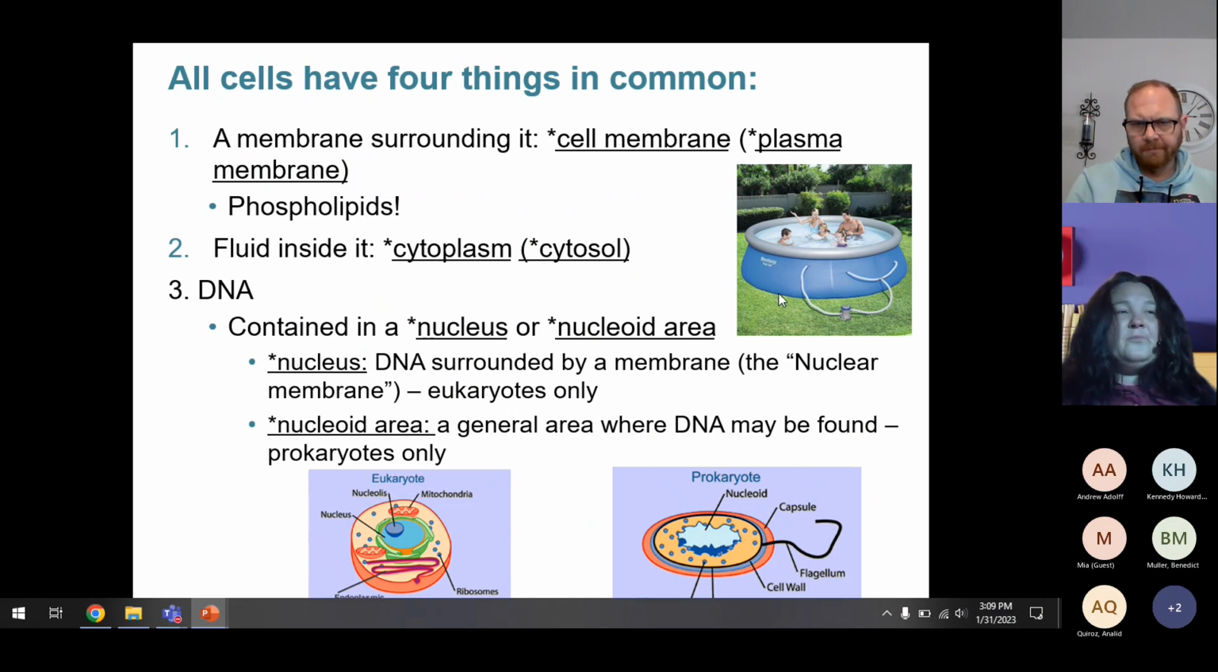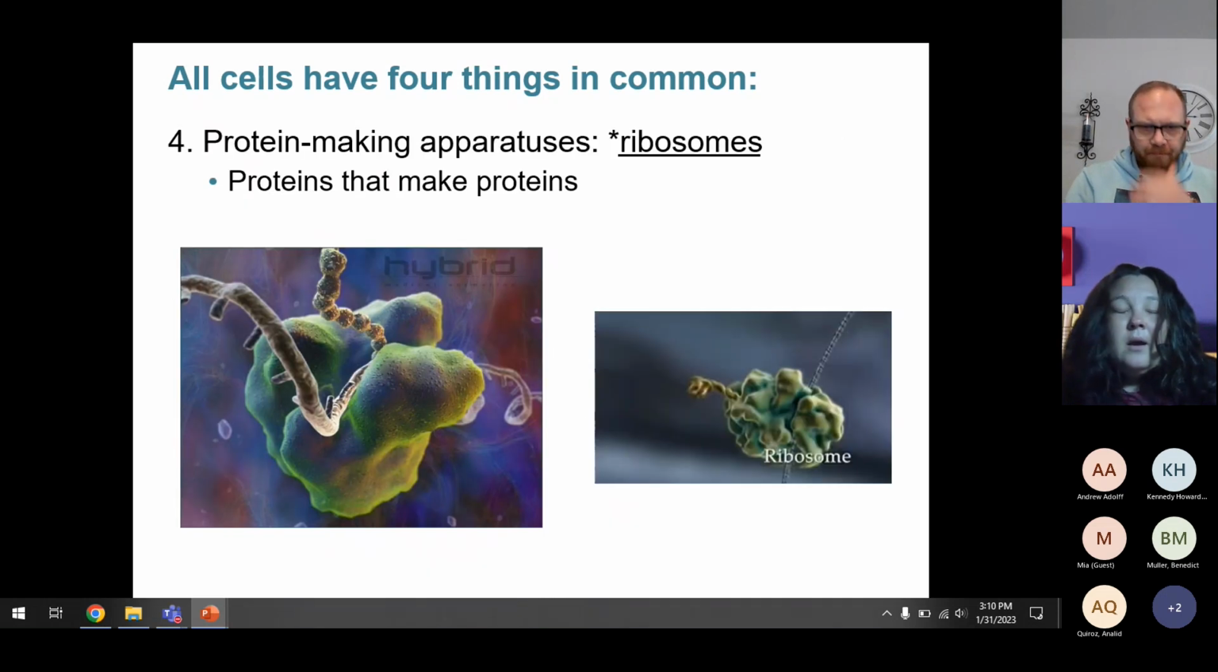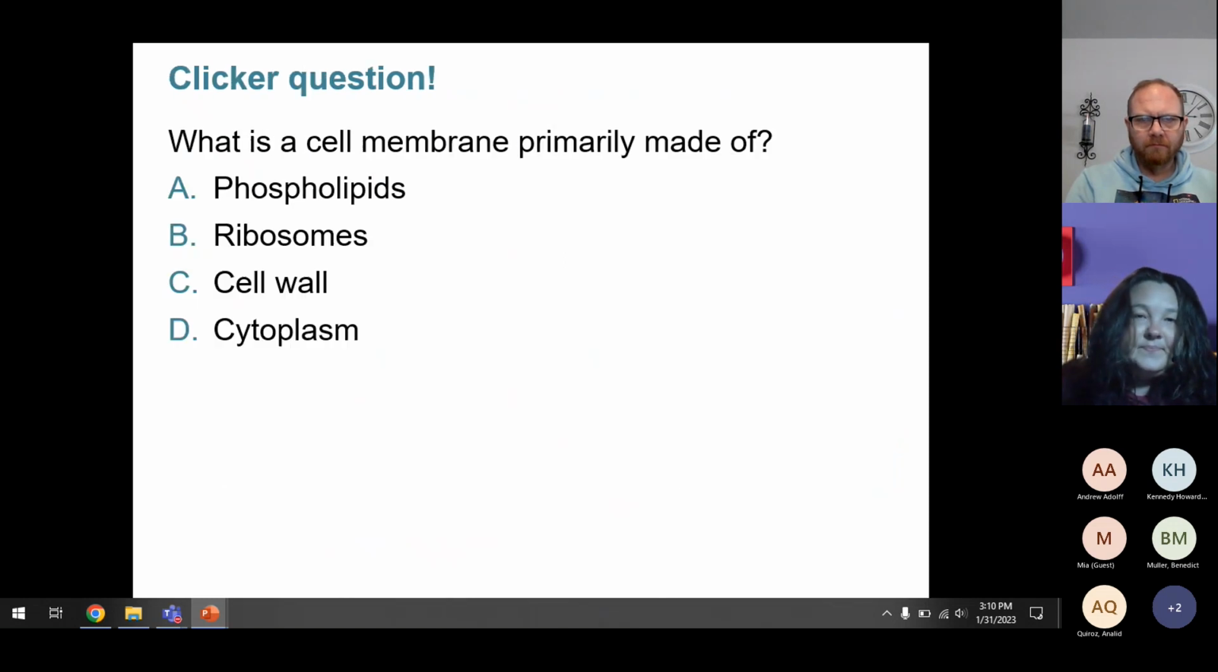You know, when you fill up a pool, especially a soft-sided pool like this one, you've got the liquid giving it structure, and then you throw toys and people and floaties and all kinds of things can go into the pool, and they all float in the liquid. That is exactly what a cell is like. We have something surrounding it, and then we have fluid, and then we have stuff floating in the fluid. Anyway, all cells also have ribosomes. Ribosomes are proteins that make proteins.